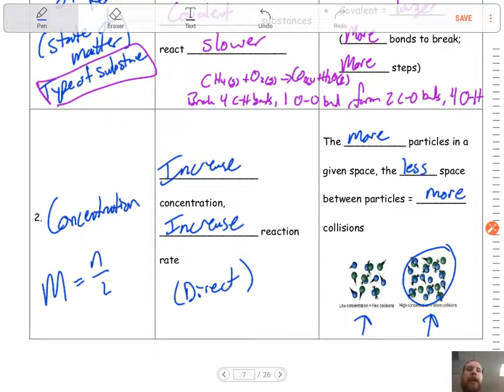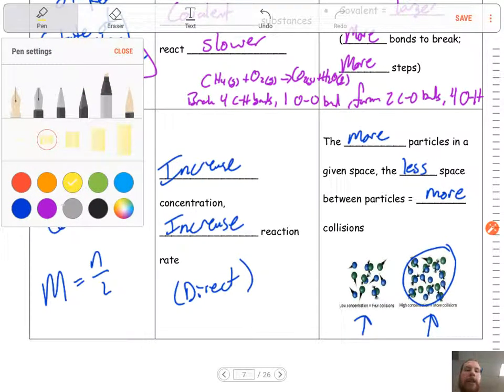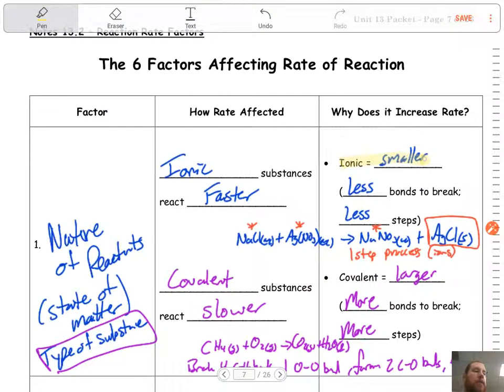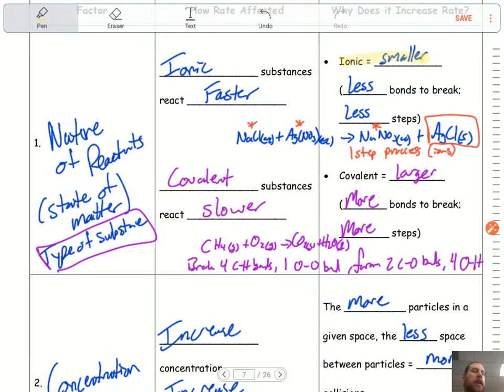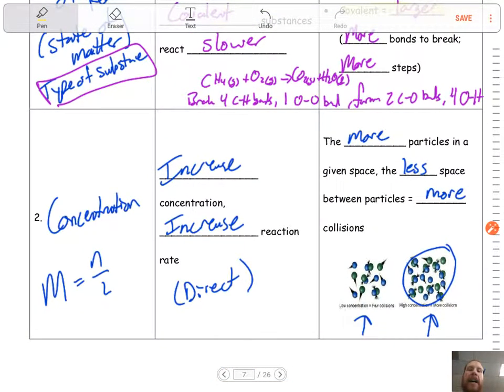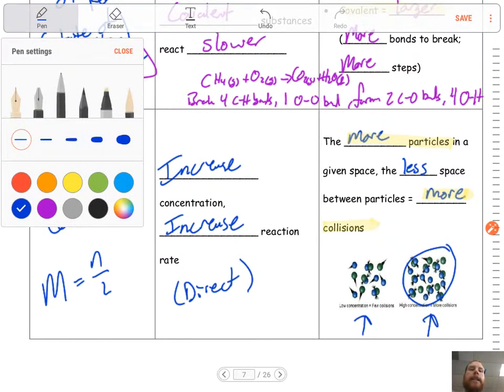And that's the key here. I'm going to highlight that. All right, and I'm going to actually go back up here, guys. Ionic are smaller, so they react faster. Covalent are larger. I encourage you guys to highlight it as well. I have highlighters you can borrow if you need it. But the more particles in a given space, the more collisions. So more particles, more collisions. That's the key you want to take away from it. And that's a good picture right there that's included in your notes to help you get a visual of it.